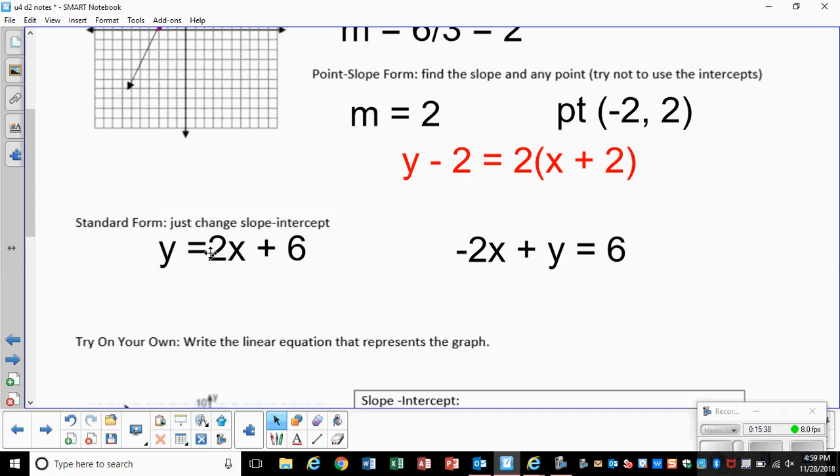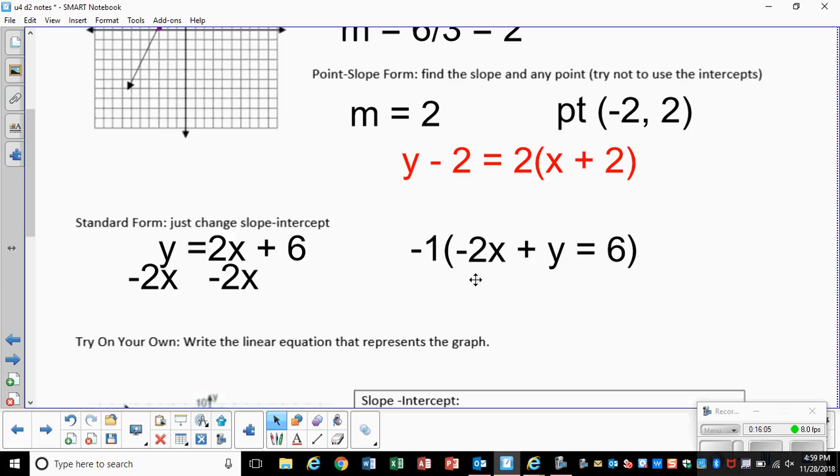So we had y equals 2x plus 6. I'm going to subtract 2x from both sides, giving me negative 2x minus y. Or sorry, negative 2x plus y equals 6. Again, I cannot have this negative in front. That's not standard form. So to undo that, I'm going to multiply every term by negative 1. Okay? You could also divide every term by negative 1. That would work out too.